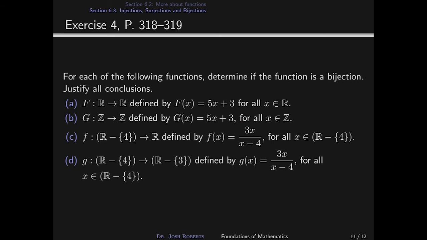And now I have not only a restricted domain, but a restricted codomain. So think about your answer in part C, and then how are things going to change when your domain is R minus 3? What changes when I don't consider 3 as part of my codomain?